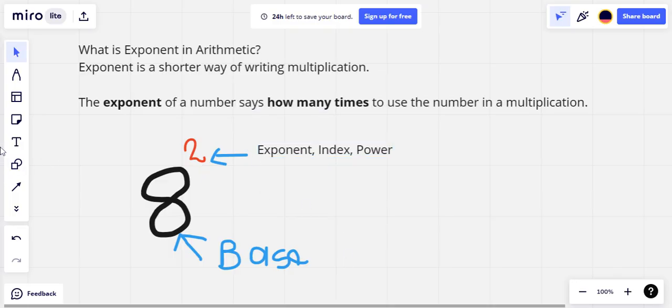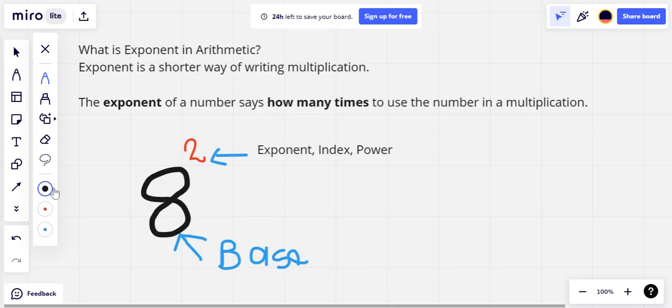Now let's find out what is the meaning of this exponent. This little number that is at the top, which is called the exponent, tells us how many times we need to multiply the base. Again, this little number that is at the top, which we call the exponent, tells us how many times we need to multiply the base. So, how many times do we need to multiply 8? We need to multiply 8 2 times. So let's do it. Let's go.